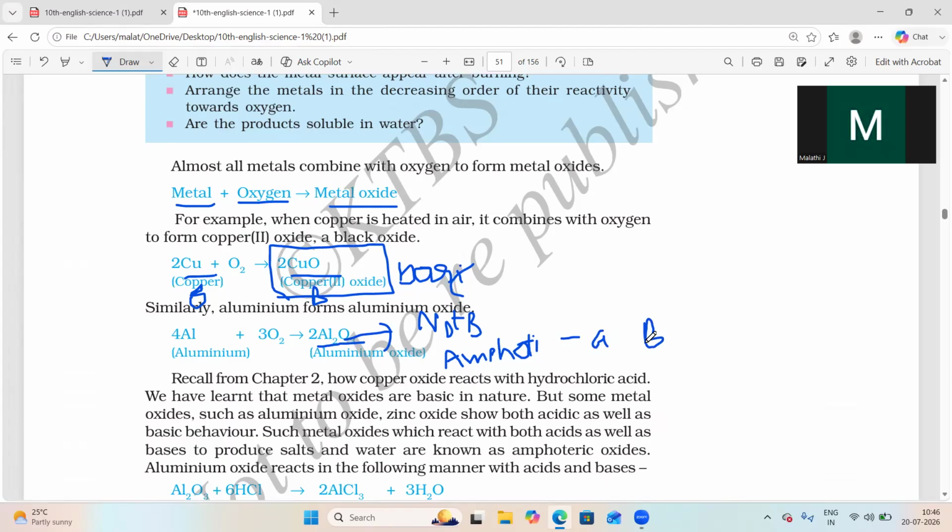Last class we studied metal oxides reacting with acids. Here copper oxide reacts with the acid. When a metal oxide reacts with an acid, you get a salt and water, because it is basic.